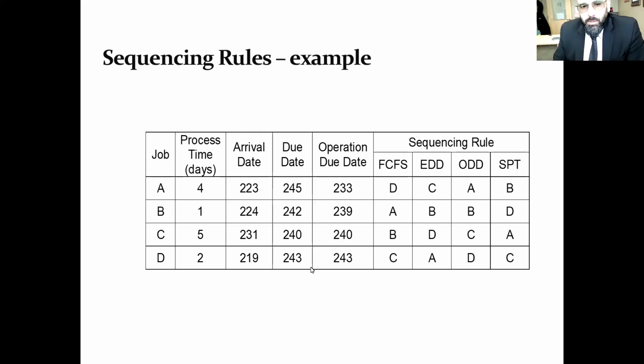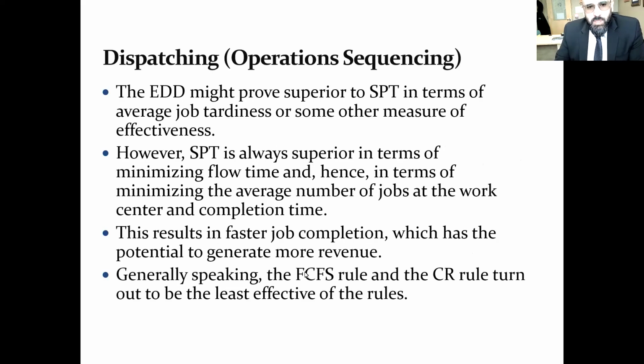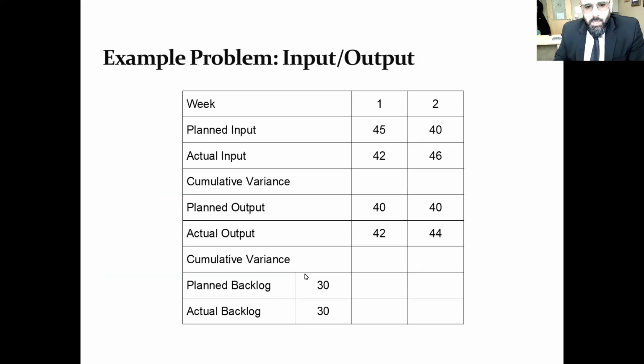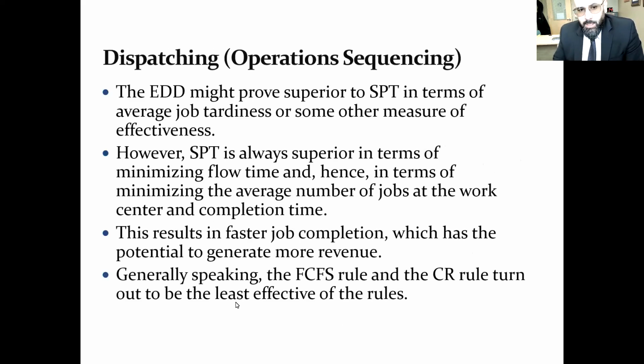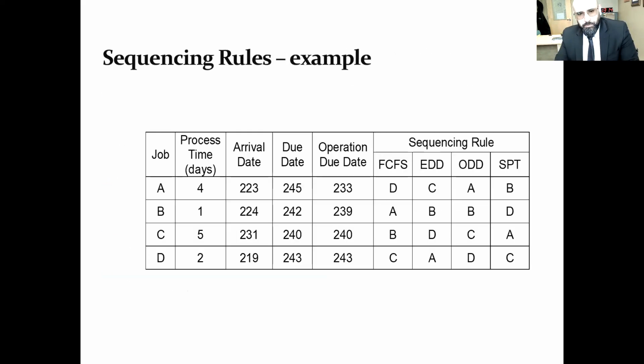Mahmoud. We're going to continue on sequencing rules. We did talk about the different rules that we can use. These rules, just as a reminder: first come, first serve, earliest job due date, shortest processing time, and critical ratio. We did talk about some of the benefits, advantages, and disadvantages for each one of them. And we also did cover an example on the sequencing rule.